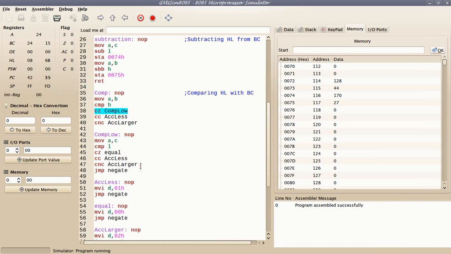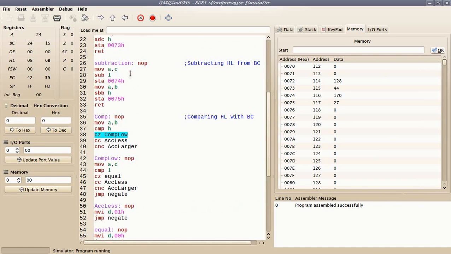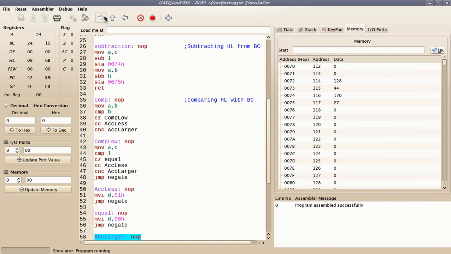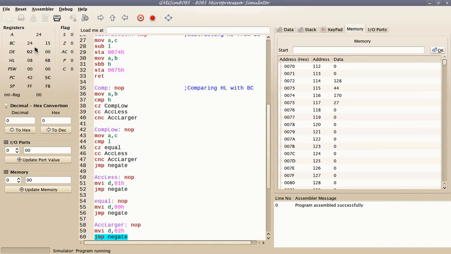Okay, this is all about comparison. As an indication, if the first number is less than the second one, I have stored 1 in the register. If both numbers are equal, then I have stored 0 in the register. If the first number is greater than the second one, then I have stored 2 in the register. In this case, the first number is higher than the second one, so here D stores 2.